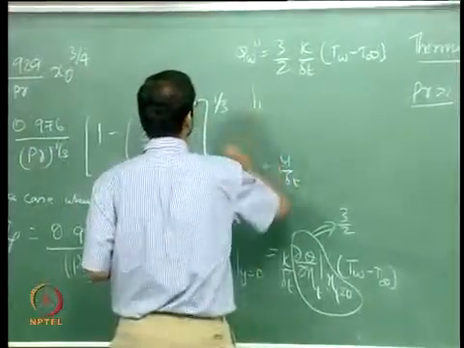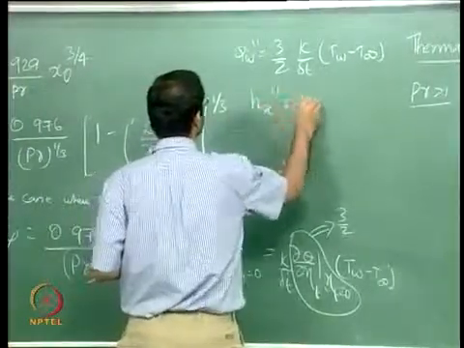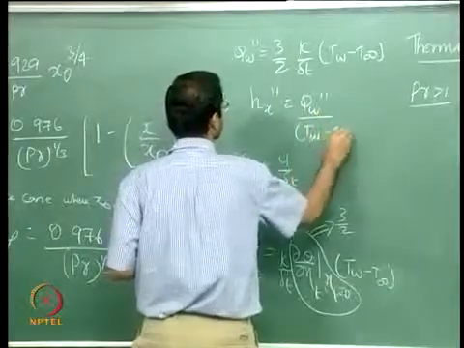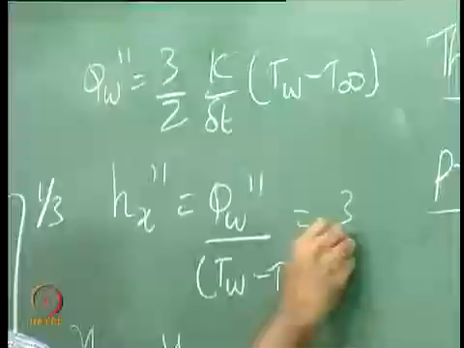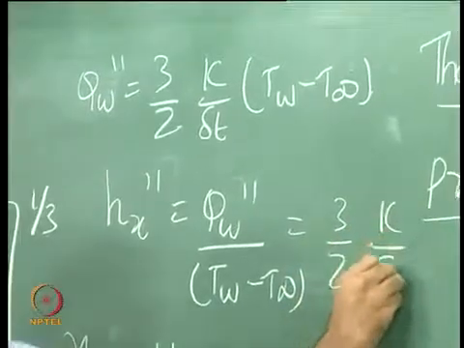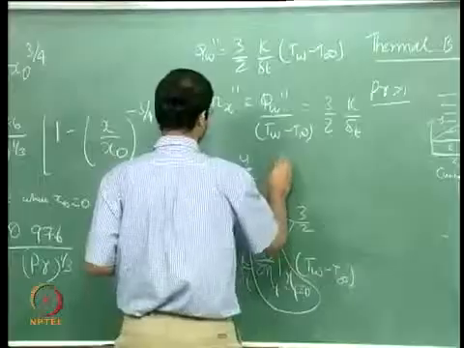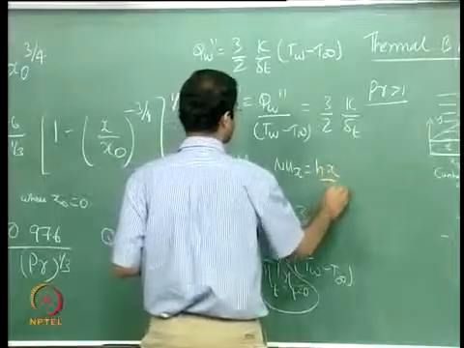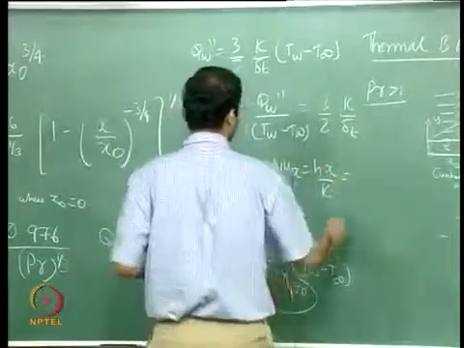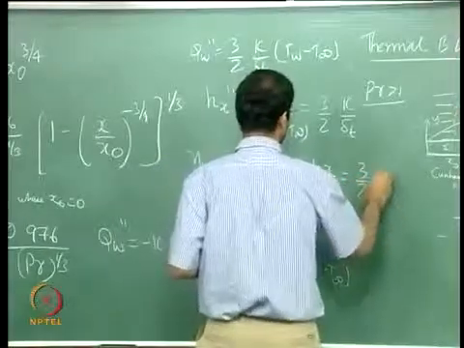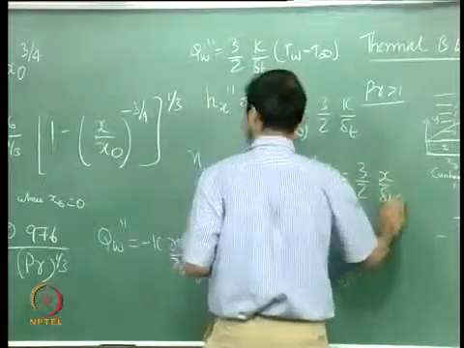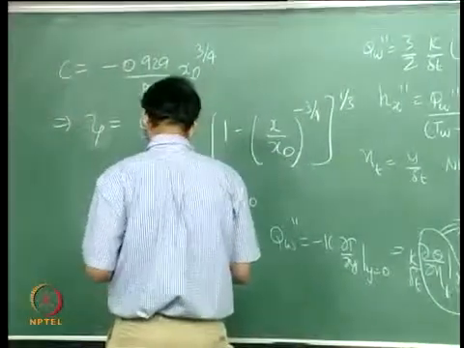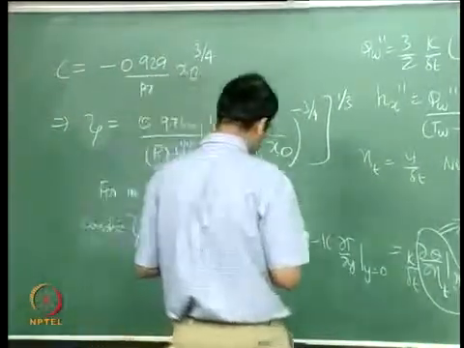You can define your local heat transfer coefficient as q wall by T wall minus T infinity, which will be 3 by 2 k by delta t, and therefore you can define your Nusselt number locally as h x by k, which will be 3 by 2 x by delta t.